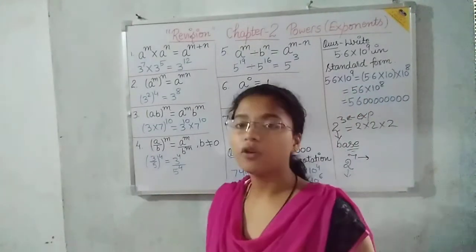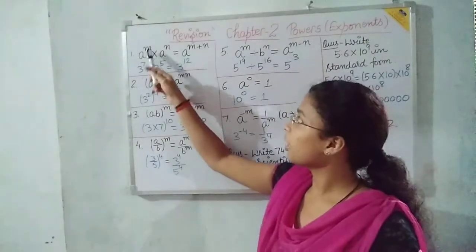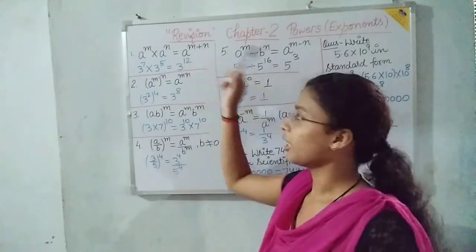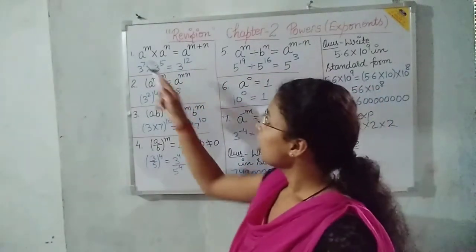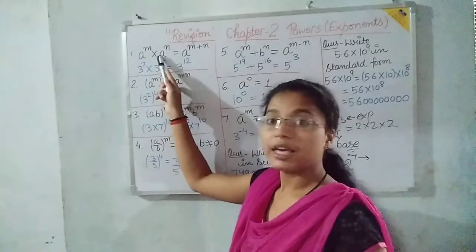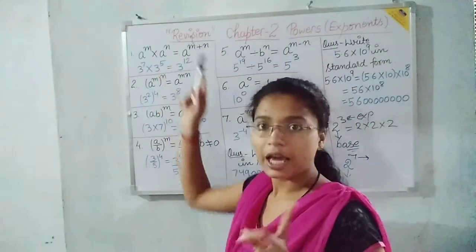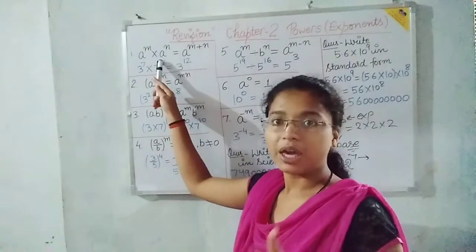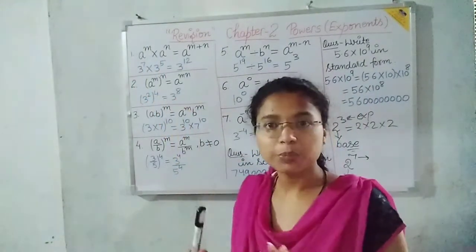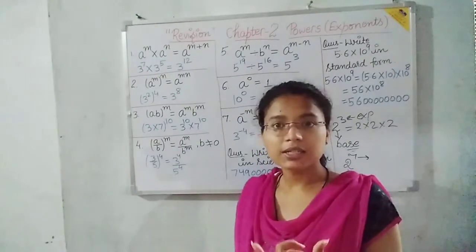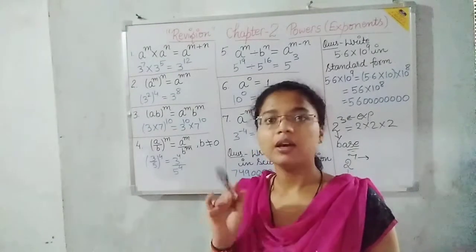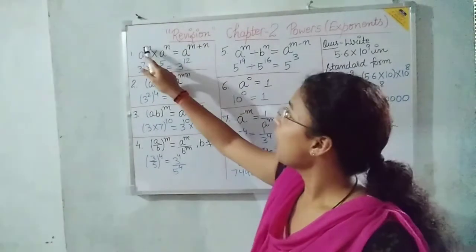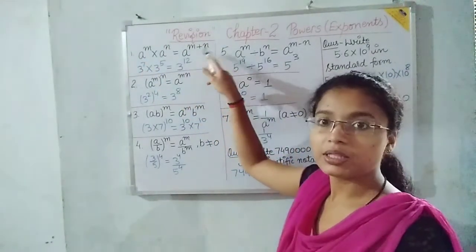Now, the first law of exponents is a to the power m into a to the power n is equal to a to the power m plus n. Meaning, a is the base and m and n are the exponents, as I have just explained. If the bases are the same, their powers will be added. The base will be a only and the power will be m plus n.